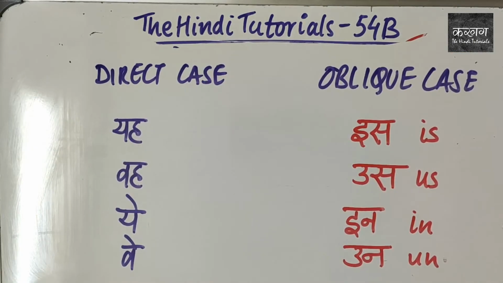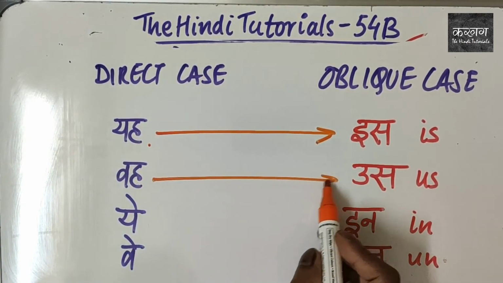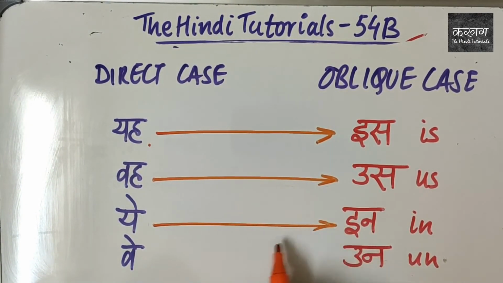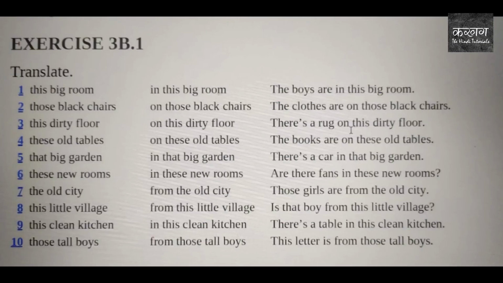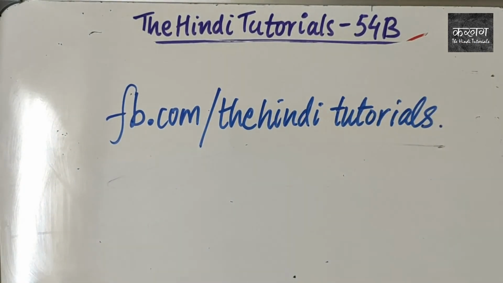Now, using these examples, we have learned that the oblique case of यह is is, वह is us, ये is in, and वे is un. Now for you people, again I'm leaving an exercise that I found in a book. So write your answers in the comments below, or you can write them on your notebook and send a photo to me on WhatsApp or on my Facebook page, that is fb.com The Hindi Tutorials.